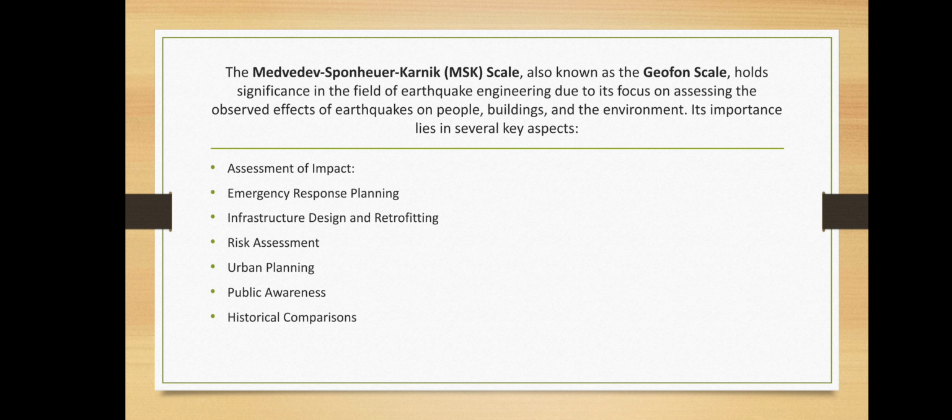Next, historical comparison. The MSK scale allows consistent comparison of earthquake effects across different events and regions. This aids in studying the impact of historical earthquakes and their implications for future events. Next, data collection and analysis. The scale encourages the collection of detailed data on the observed effects of earthquakes. This data is valuable for improving our understanding of seismic behavior and refining engineering practices.